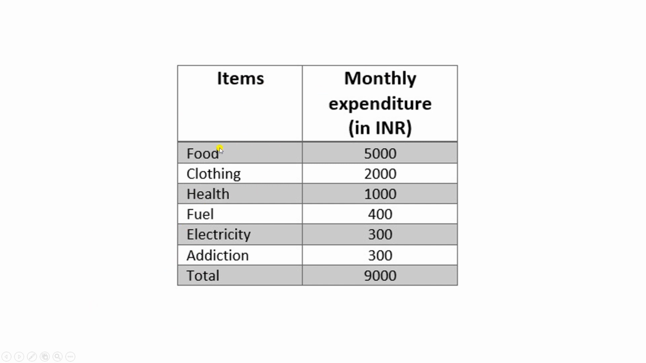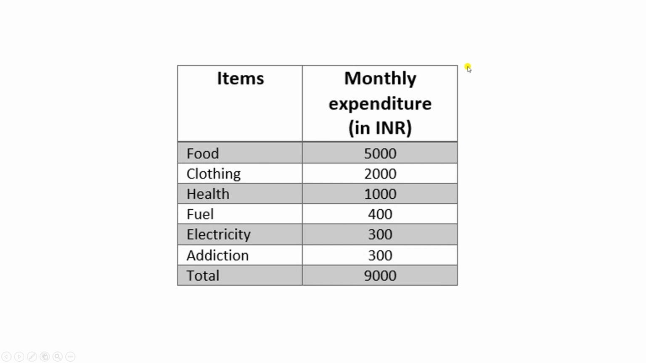So, in a month the family spent 5,000 rupees, in Indian rupees, on food, 2,000 on clothing, 1,000 on health, maybe LPG 400 rupees, 300 rupees on electricity, addiction 300. Total of 9,000 expenditure per month.